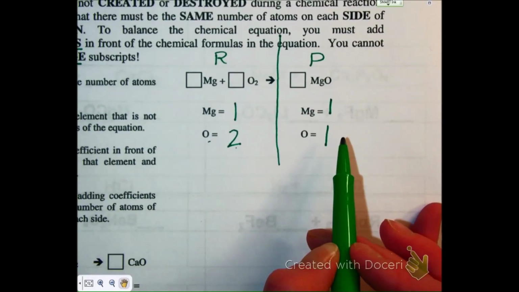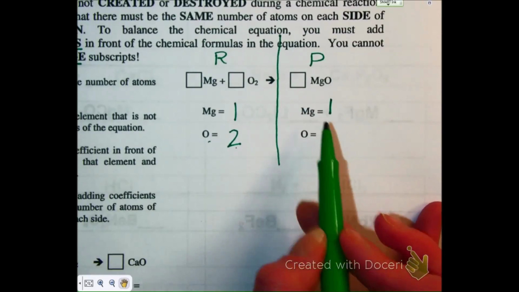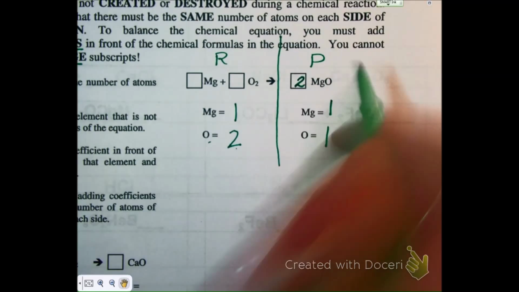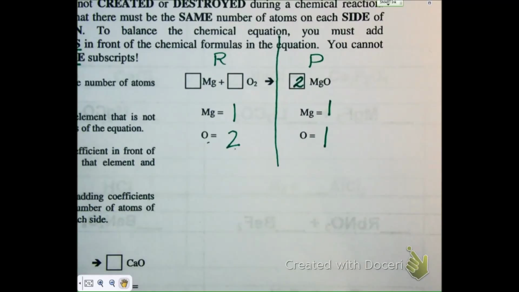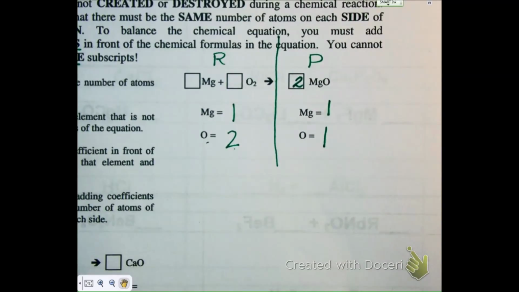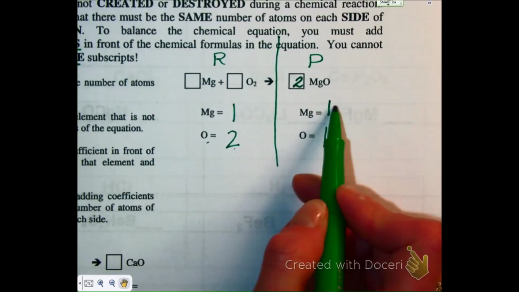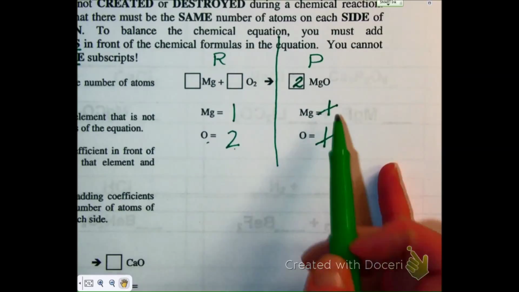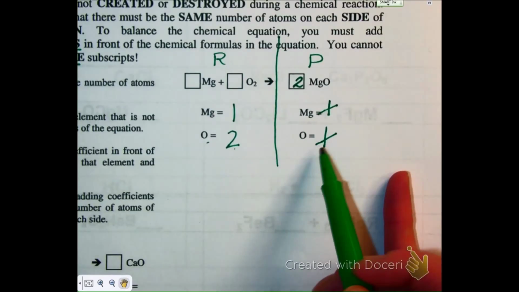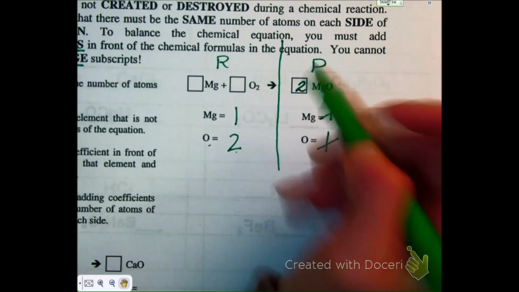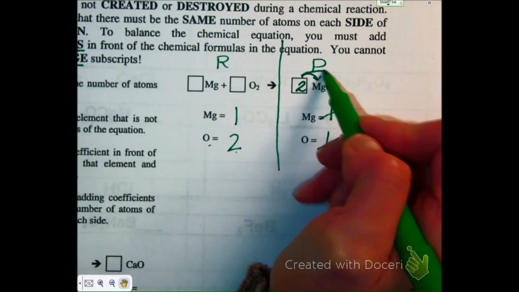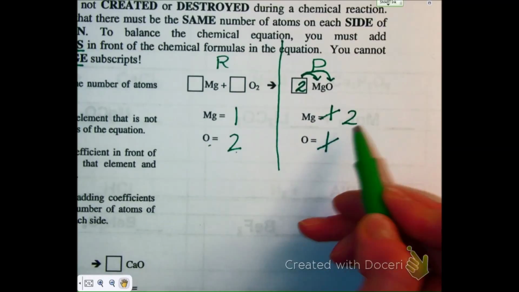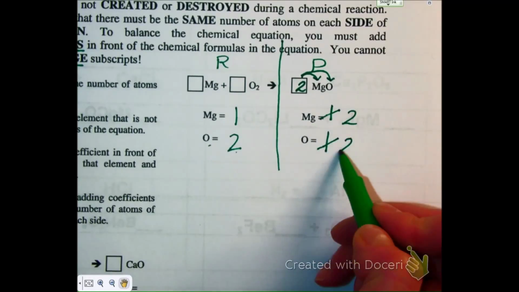He says I'm going to need to add a coefficient of 2 to the product side. So when we do that, we'll want to make sure that we recount our atoms. And again, we're not going to erase, we're just going to mark through our original answers. This coefficient applies to the whole formula, so we're going to be recounting both magnesium and oxygen on the product side. So when we do that, we know that the coefficient distributes to all parts of the formula, changing our magnesium to 2 and our oxygen to 2.